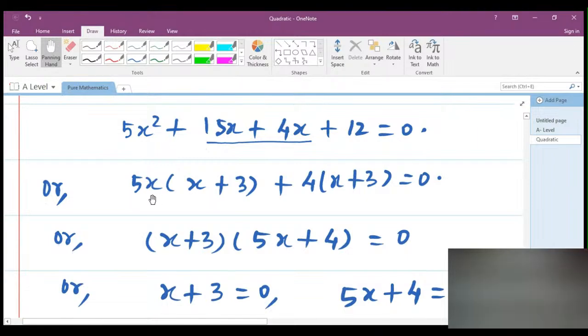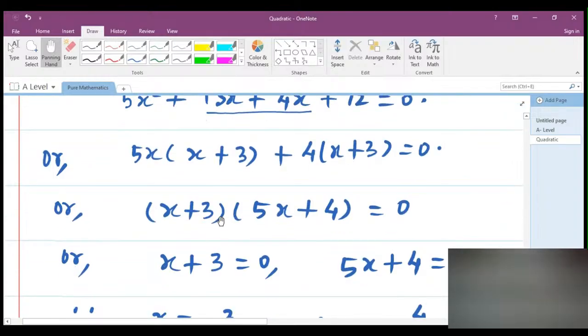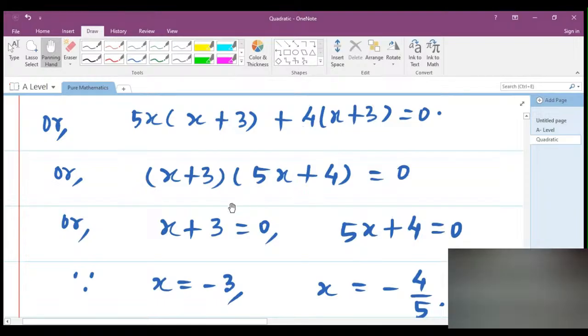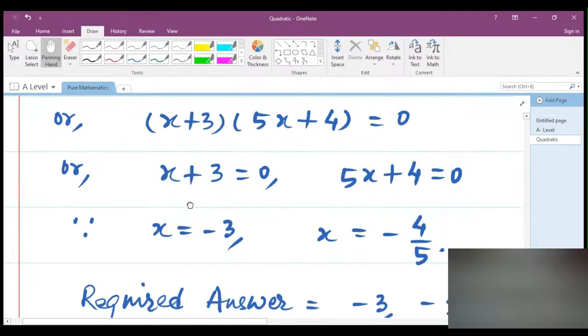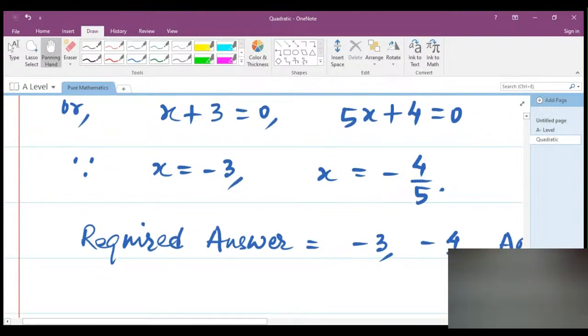So we take 5x common, then we get x plus 3, and here we take 4 common, then we get x plus 3, and in this step we take x plus 3 common, then we get x plus 3 into 5x plus 4. Now we equate each factor to 0, then we get x plus 3 equal to 0 and 5x plus 4 equal to 0. Therefore x equal to minus 3 and x equal to minus 4 by 5. Hope that there is no problem understanding the solution of this question.